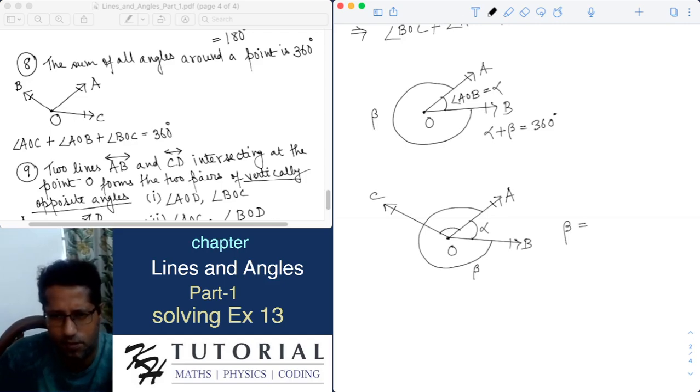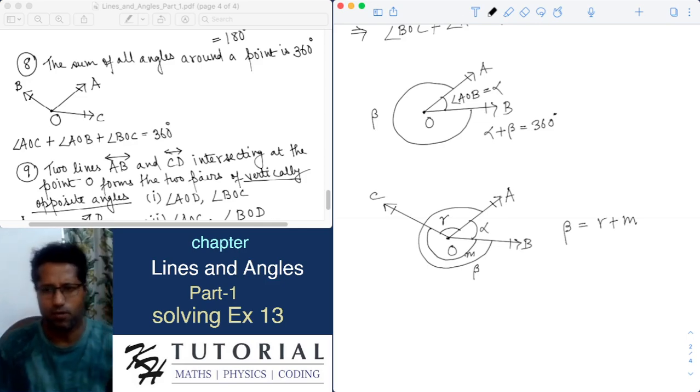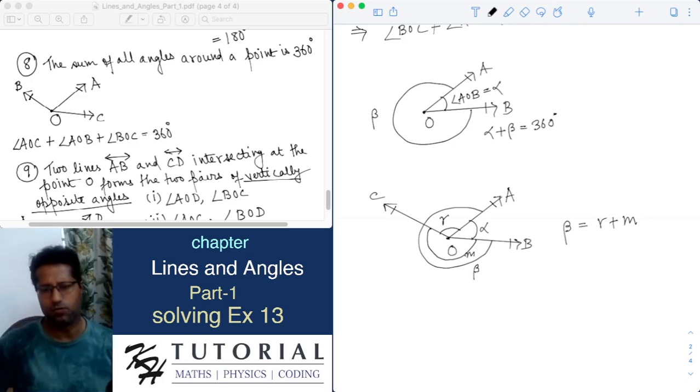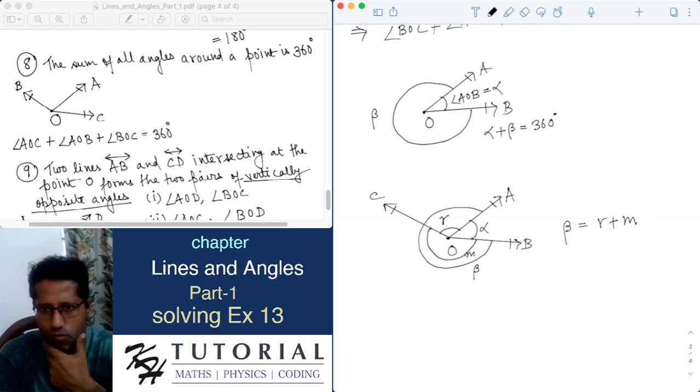This angle, let's say this be gamma, and this angle, let's say this be, what to call this angle, M, whatever, M. So beta is now gamma plus M. I mean, I hope you can understand it visually. Before drawing the ray OC, we have two angles. The angle alpha, which was created by the arms OA and OB, and there was the outer angle beta, and we had alpha plus beta equals 360 degrees.